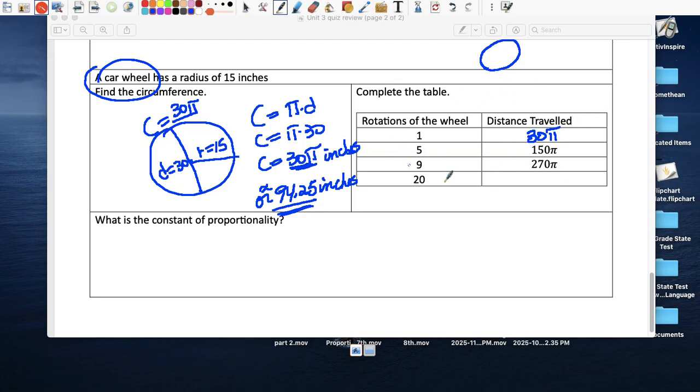Because that's our unit rate, we know that the constant of proportionality is going to be times 30 pi. Let's see if it works. 5 times 30 pi is 150 pi. 9 times 30 pi is 270 pi. Check. And then they are asking us, what if the wheel rotates 20 times? Well, that's easy. Times 30 pi. 20 times 30 is 600 pi. So what's the constant of proportionality? Our k is 30 pi.